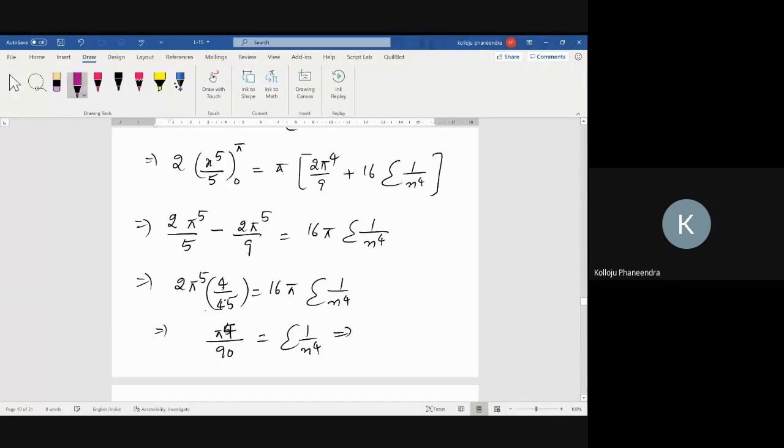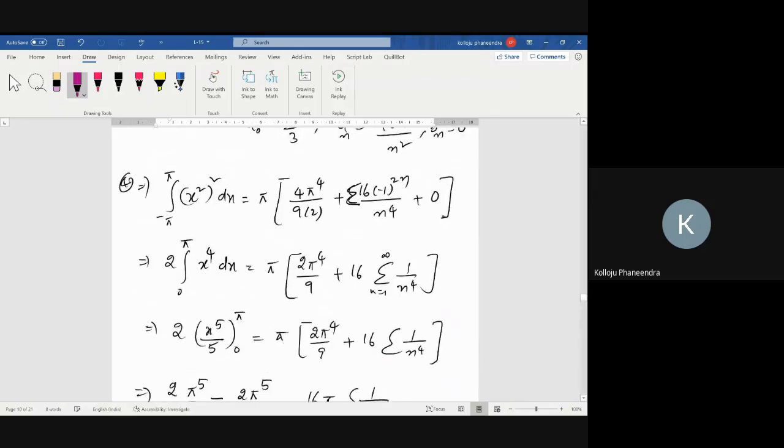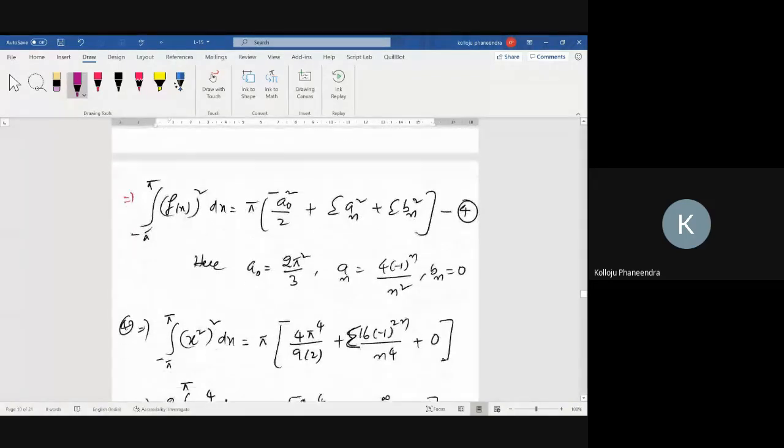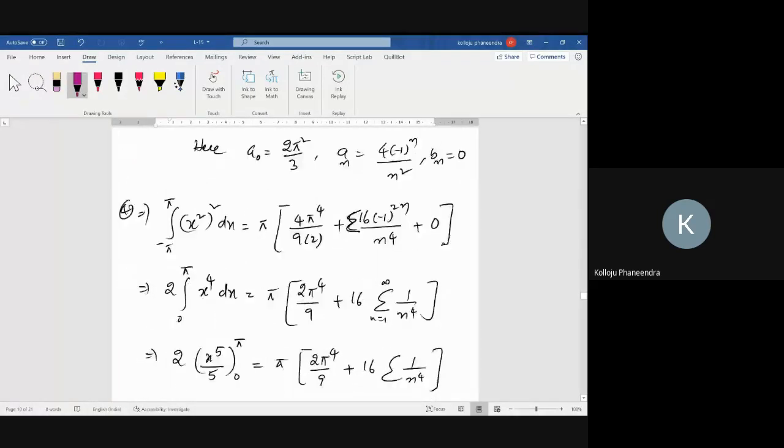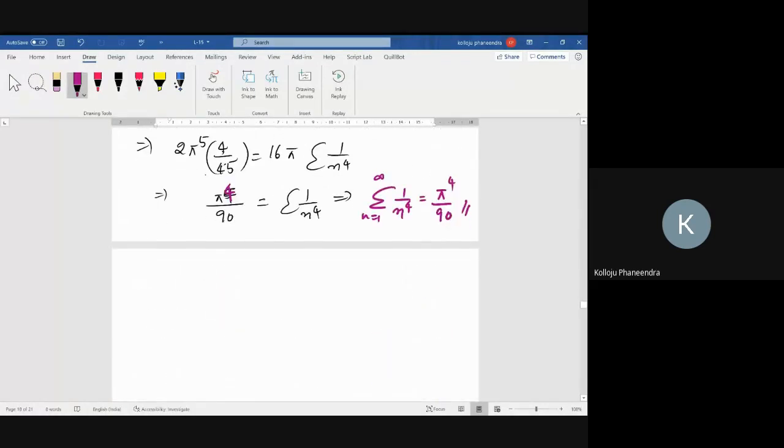So the result is finally, the summation n equal to 1 to infinity of 1 by n power 4, that means 1 by 1 power 4, plus 1 by 2 power 4, plus 1 by 3 power 4, and so on, that value is pi power 4 by 90. This is the use of Parseval's formula. Whenever a higher degree series is required, power 4, power 6, power 8, then use Parseval's formula in the respective interval, either minus L to L or 0 to 2L or 0 to L and so on.